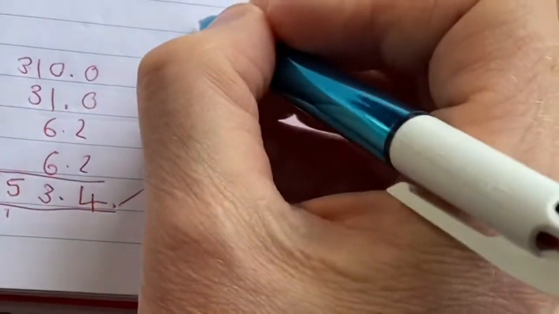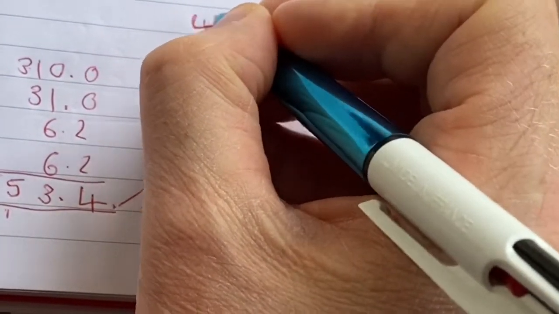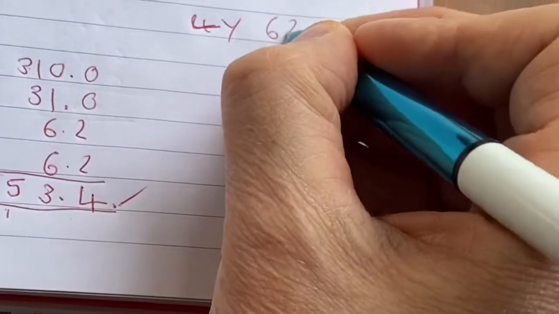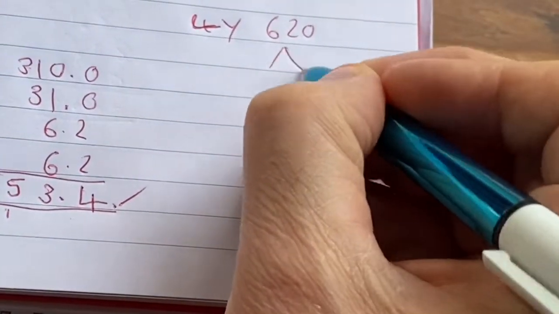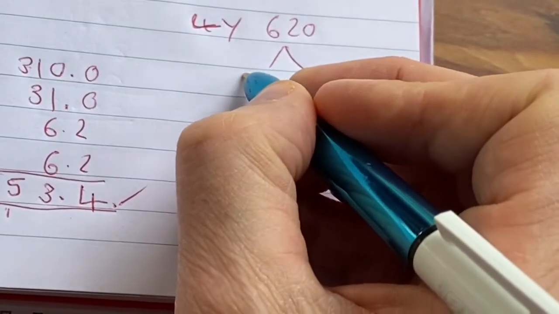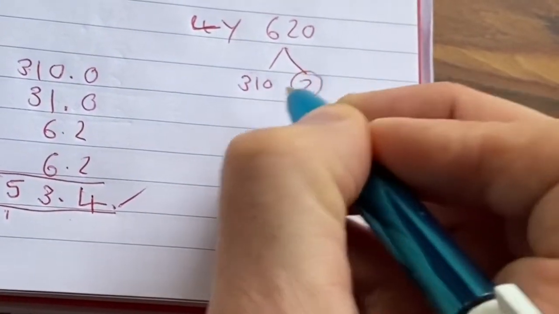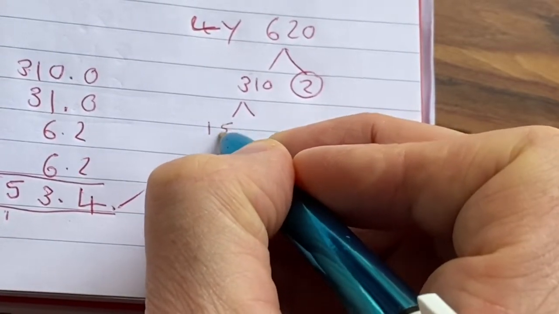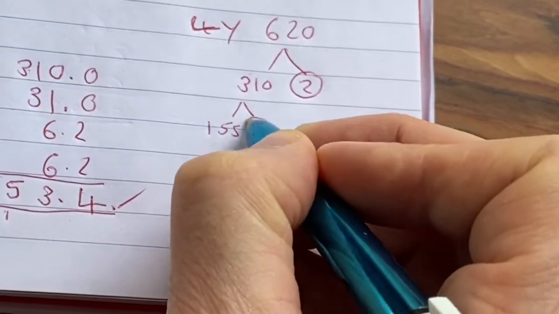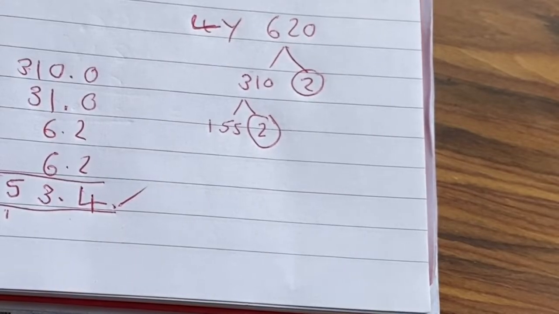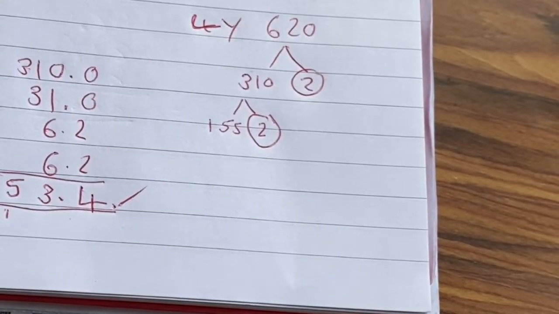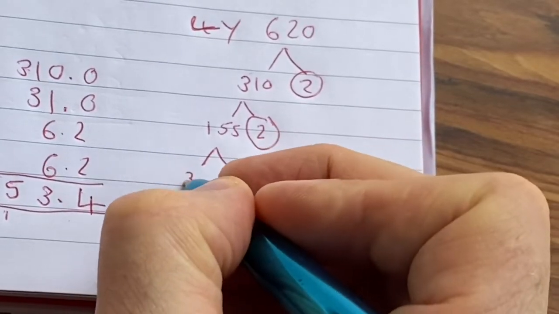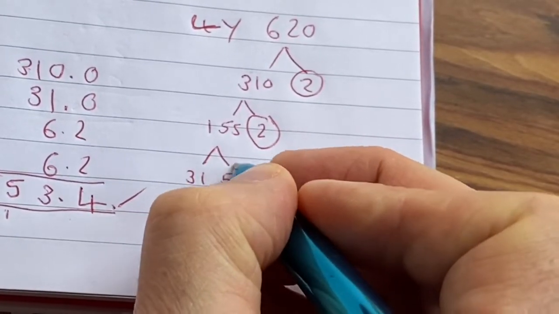And last year, I don't know why I put a 4 there. Last year, write 620 as a product of its primes. So we've been doing some of these prime factor trees. Got 3, 10 and 2. You may have done this a different way. I've got 1, 5, 5 and 2. That's right, isn't it? Yes. And then I've got 31 and 5, I think.